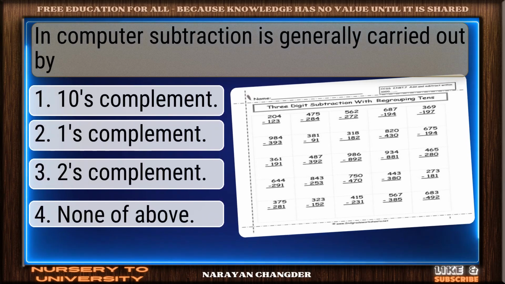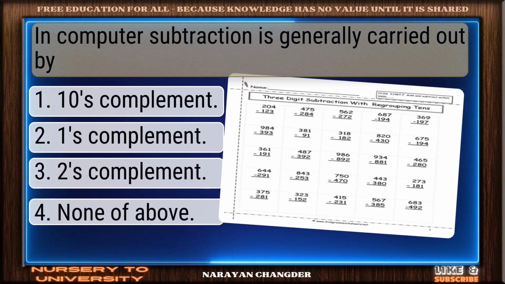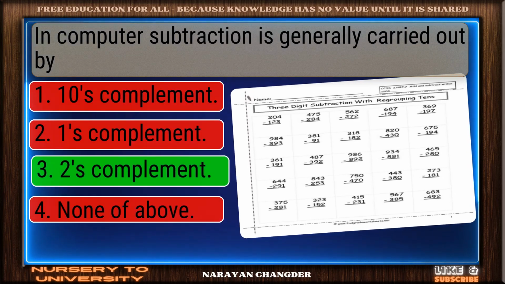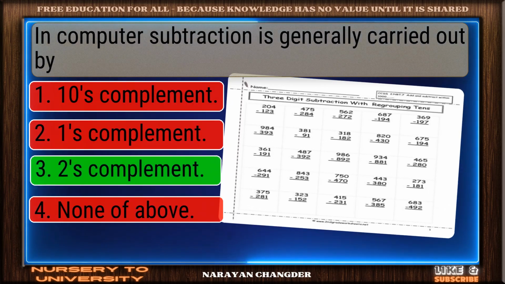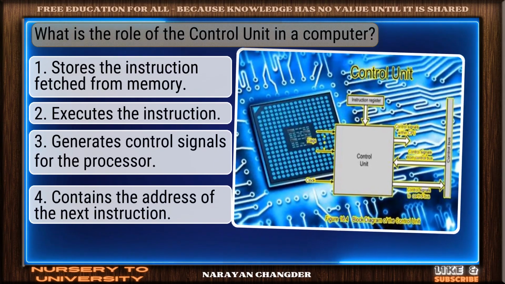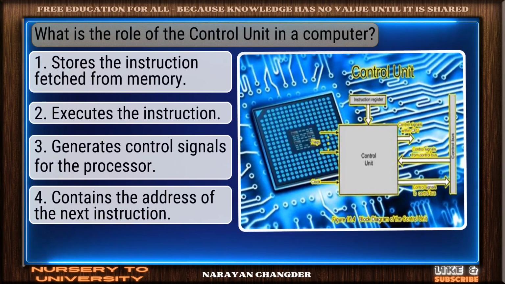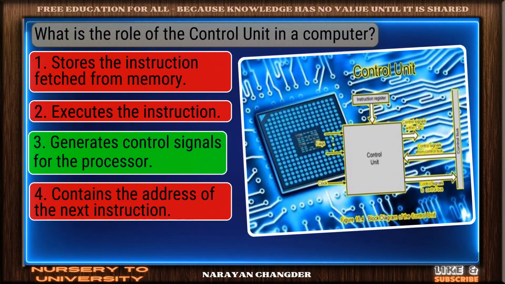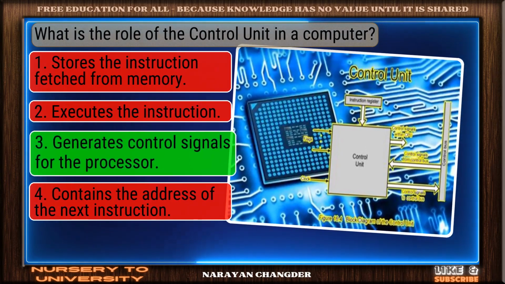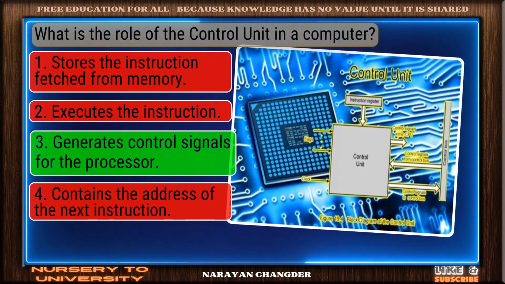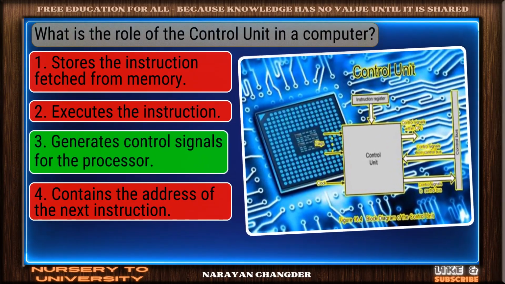Question number 1. In computer, subtraction is generally carried out by... You got it? Your choice, 2's complement, is right. Question number 2. What is the role of the control unit in a computer? Clear logic. Your choice, generates control signals for the processor, is sound and 100% true.